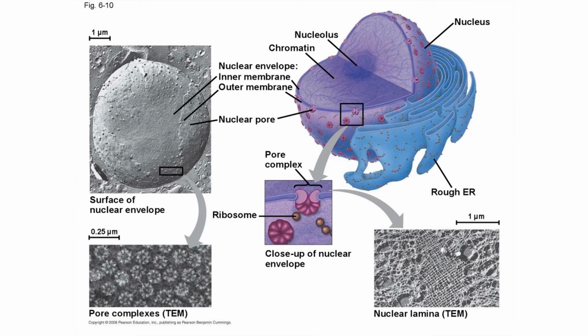So here's just some pictures. You've got a real electron microscope image of the nucleus itself and the nuclear pores. This is what they look like in a drawing version. And this is the inside of that nucleus, the nuclear lamina, where you can actually see the protein meshwork on the inside that keeps its shape and keeps it protected.